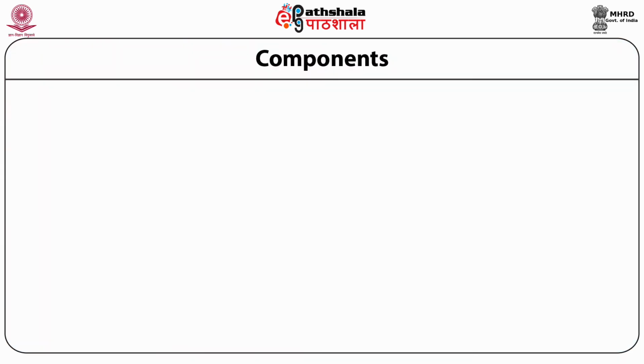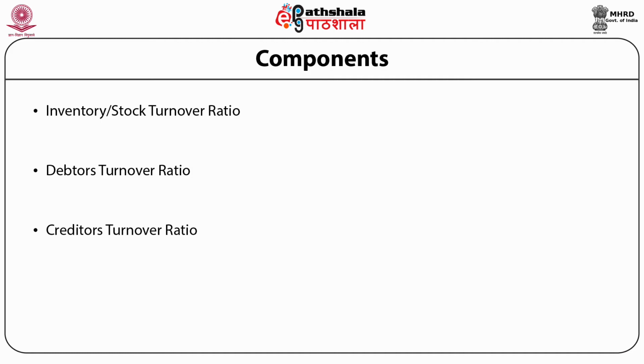Now we'll study about types of efficiency ratios. There are four types of efficiency ratios. First, inventory or stock turnover ratio. Second, debtors turnover ratio. Third, creditors turnover ratio. Fourth one, working capital turnover ratio.